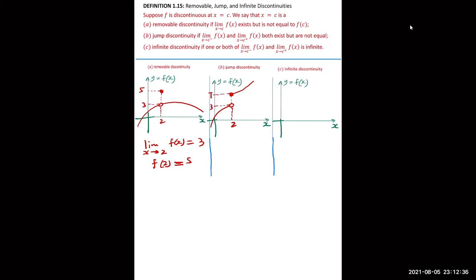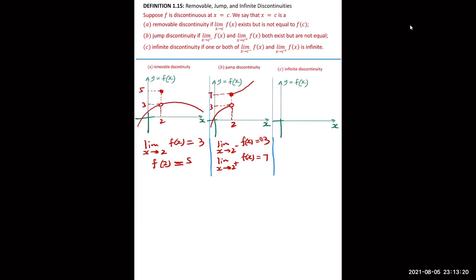Now, let's calculate the left limit and the right limit. The limit as x goes to 2 from the left hand side of f of x is equal to 3, right? As x approaches 2 from the left hand side, your y value is approaching this particular y value, which is 3. What is the right limit? The limit as x approaches 2 from the right hand side of f of x is equal to 7. As you can see, both the left limit and the right limit exist in this case. The left limit at x equal to 2 is 3, and the right limit is 7.